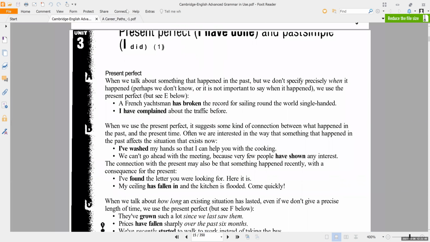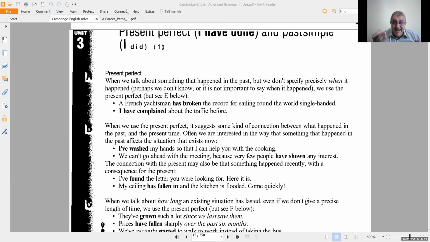And I don't like to call it grammar. I prefer to call it language. But we have to study how to use the language.